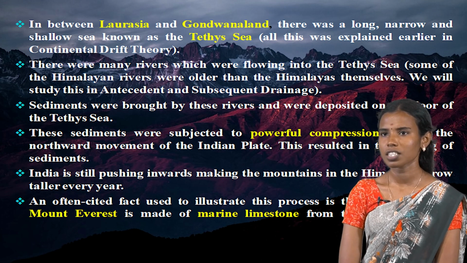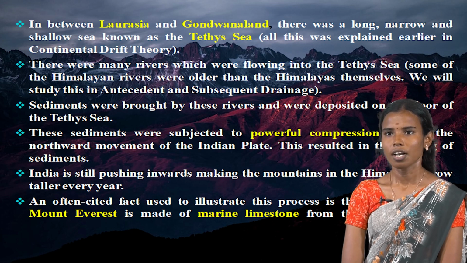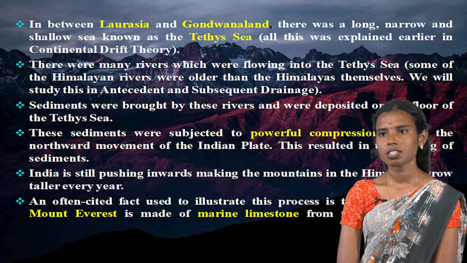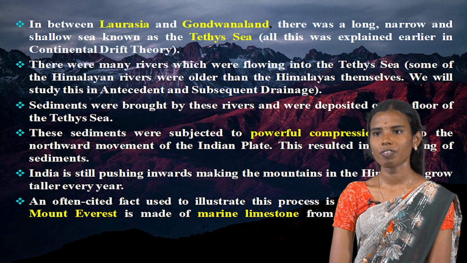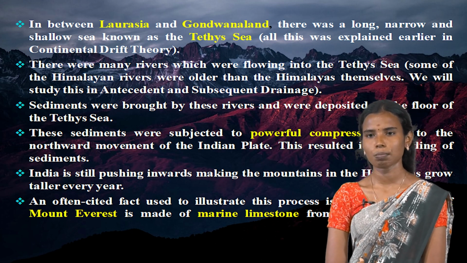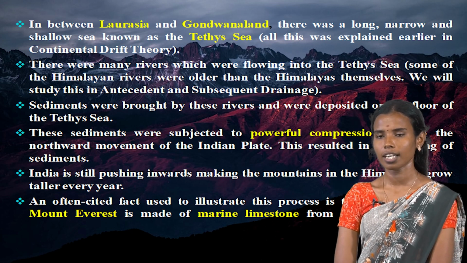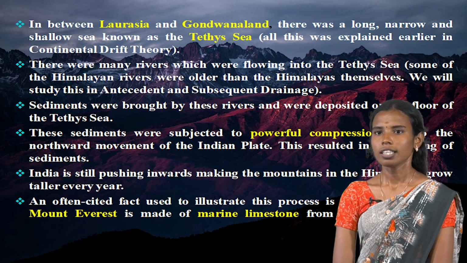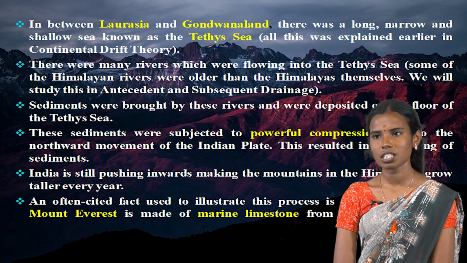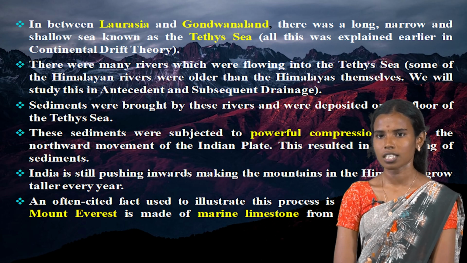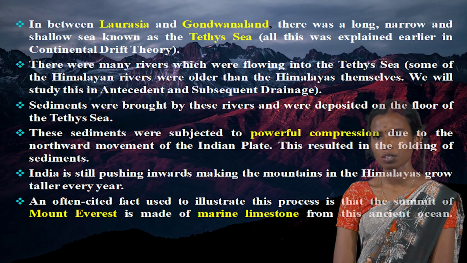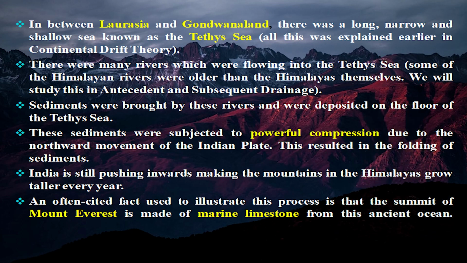There are many rivers which were flowing into the Tethys Sea. Some of the Himalayan rivers were older than the Himalayas themselves. We will study this in antecedent and subsequent drainage pattern. We will see that in the drainage pattern module. Then sediments brought by these rivers were deposited on the floors of the Tethys Sea. These sediments were subjected to powerful compression due to northward movement of the Indian plate, resulting in the folding of the sediments in the Tethys Sea.